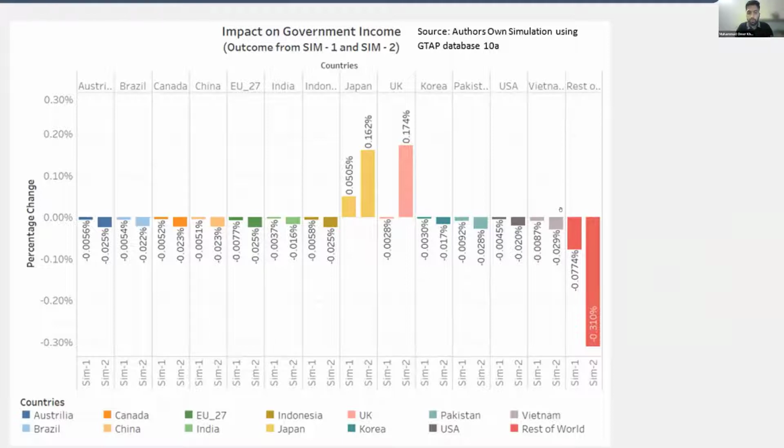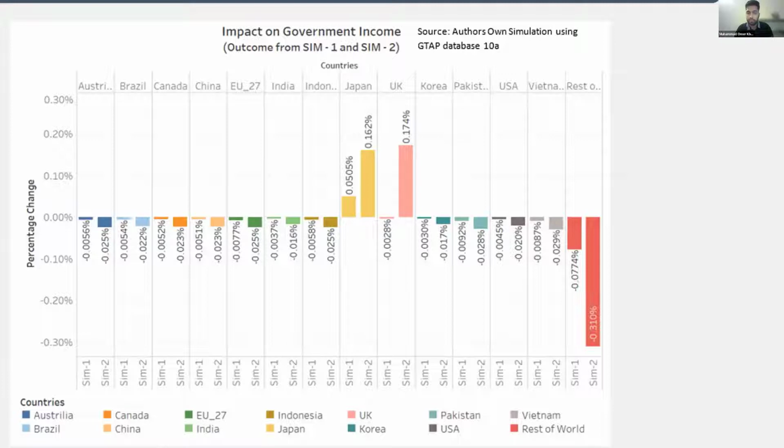So if we look into the Japanese and UK's economic government income, it appreciates for Japan. However, it depreciates, or the specific word could be used, declines. So it declines for UK and it increases for Japan. At the same time, for simulation 2, which is based on trade facilitation, both of the government incomes increase. It would have a positive impact on both of the countries.